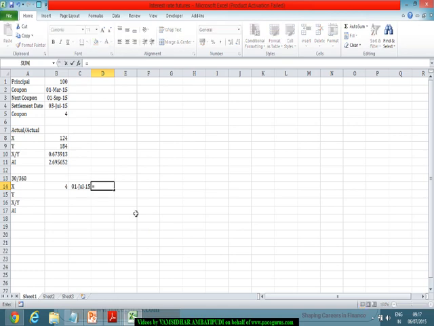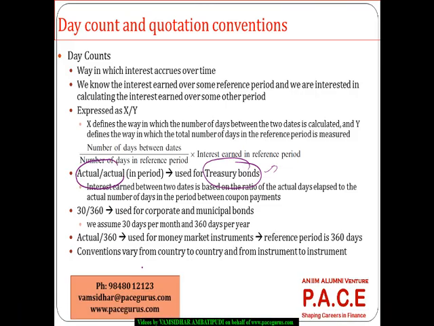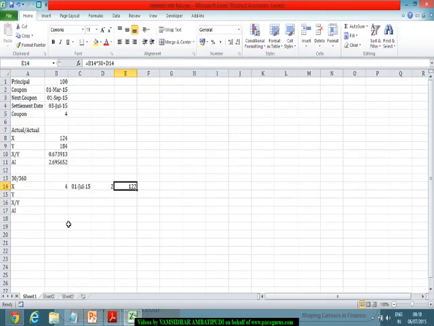Now I am trying to find the balance number of days, which is the settlement date minus this date. With this method, every month is associated with 30 days. So I get the total number of days as 4 times 30 plus 2 days extra, giving me 122 days. In actual by actual it is 124, whereas with 30 by 360 it is 122 days. Generally, this is the mechanism we use for corporate bonds as well as municipal bonds.